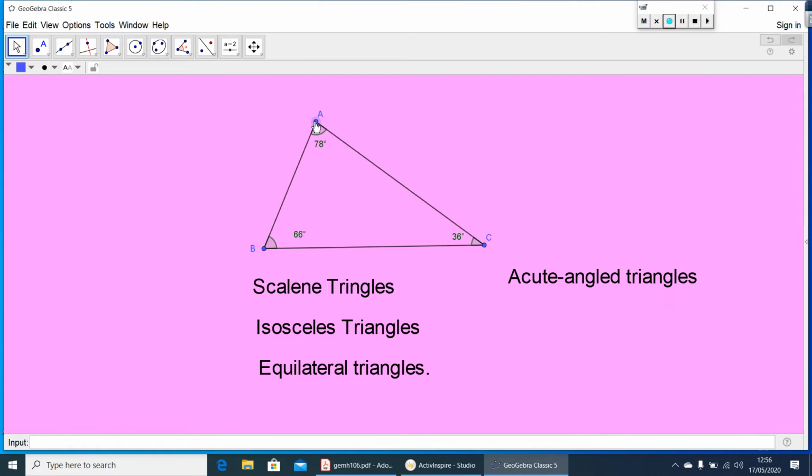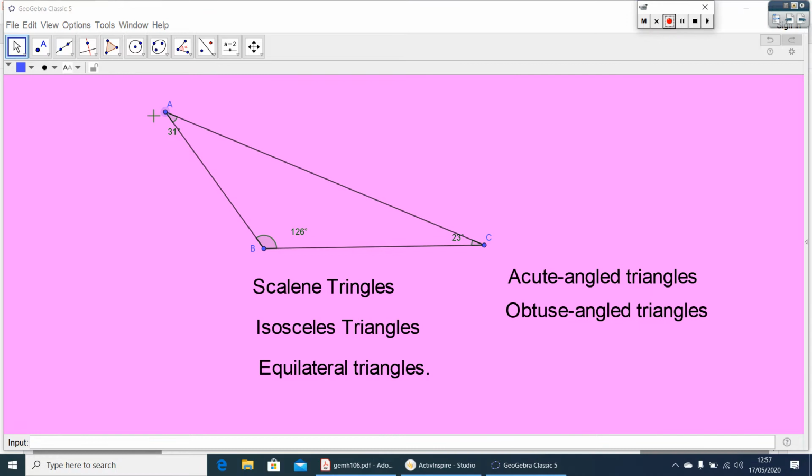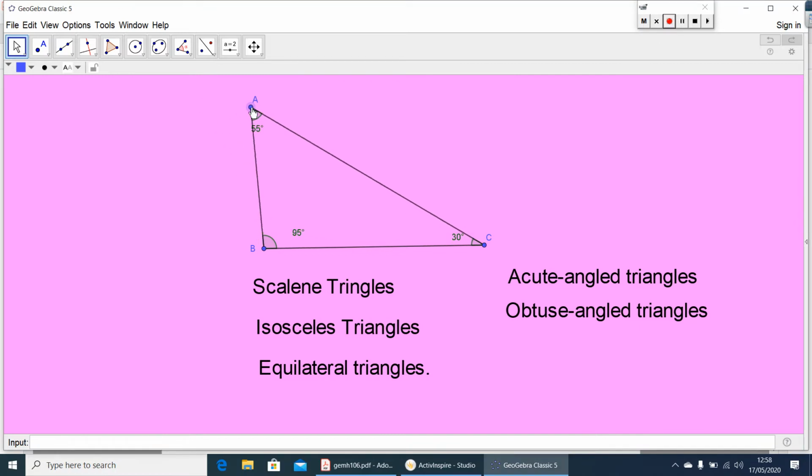Now let me change this triangle. Here angle B is 126 degree. It is an obtuse angle. If one angle is obtuse, that triangle we can call an obtuse angled triangle. Now, if one angle is equal to 90 degree, we can call it a right angled triangle. That is, based on sides: scalene, isosceles and equilateral triangles, and based on angles: acute angled, obtuse angled and right angled triangles.